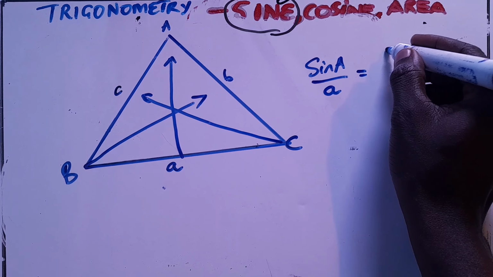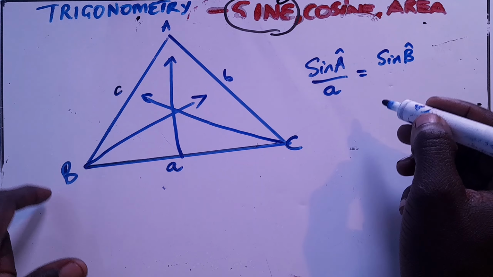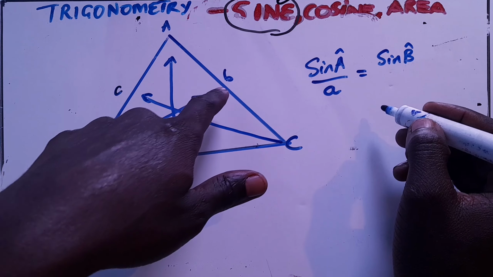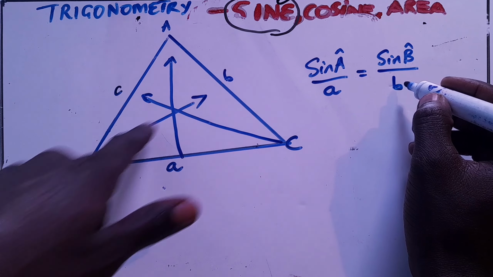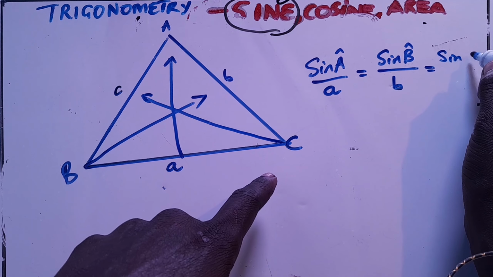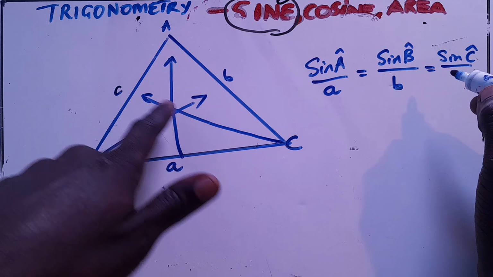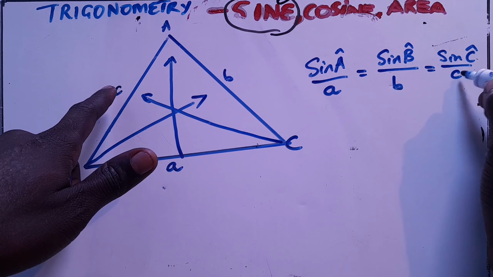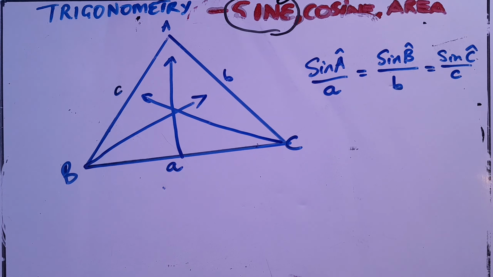And also sine of this angle here should be over the side that is opposite to this angle. Can you see that? And also sine of this angle here should be over the side opposite to this angle there, right? So this is how you can use the sine rule, right?